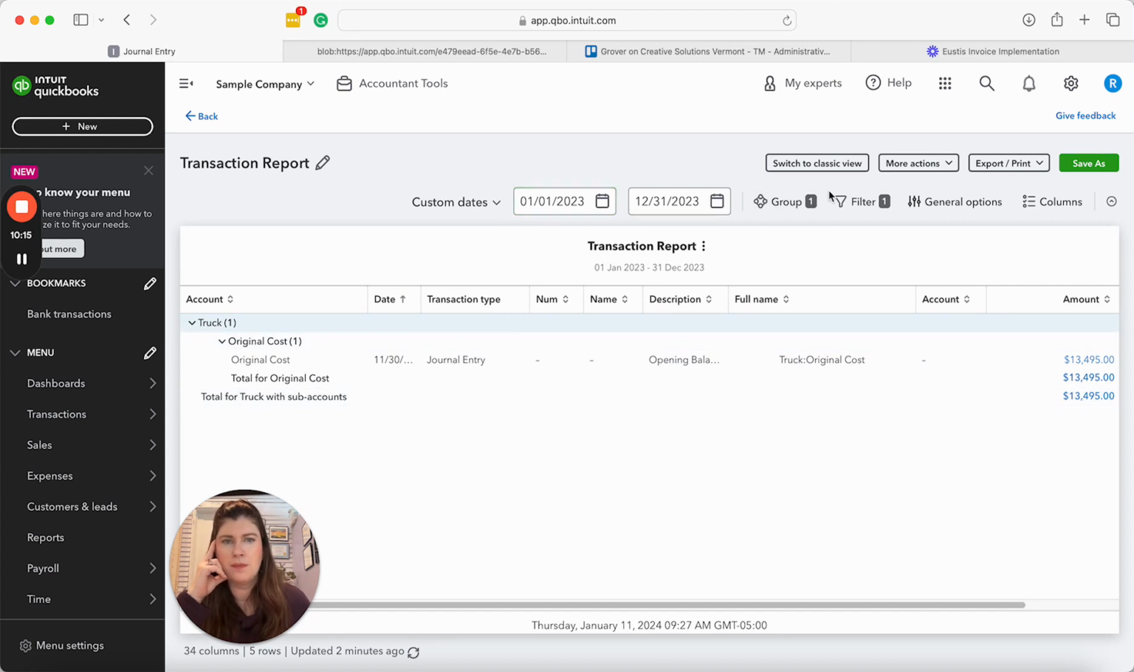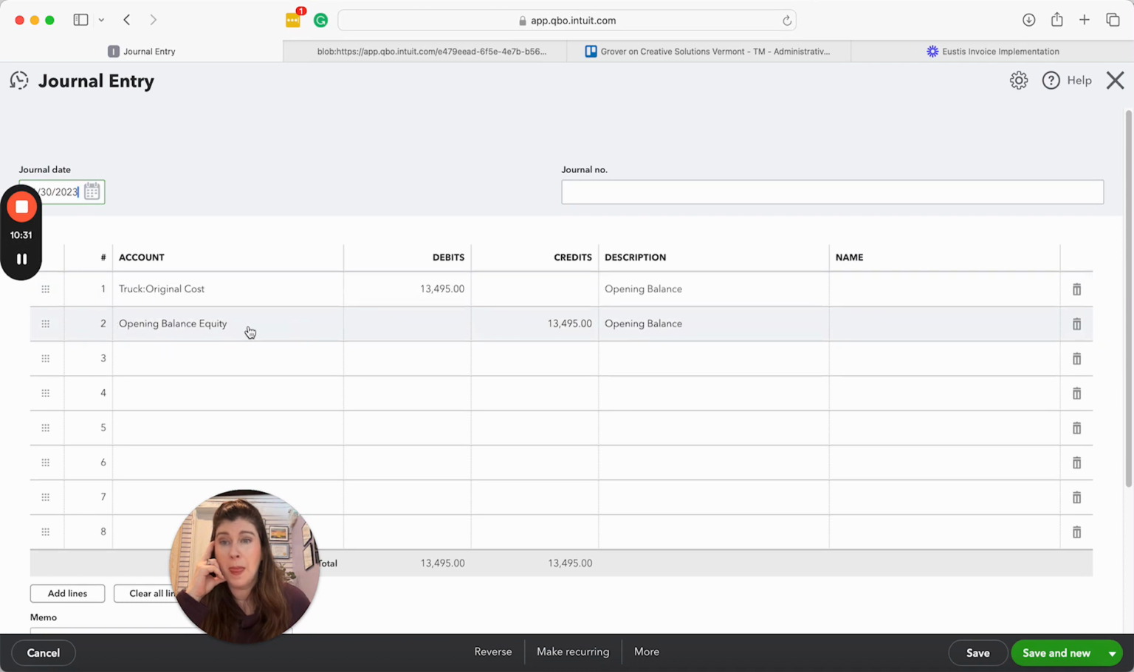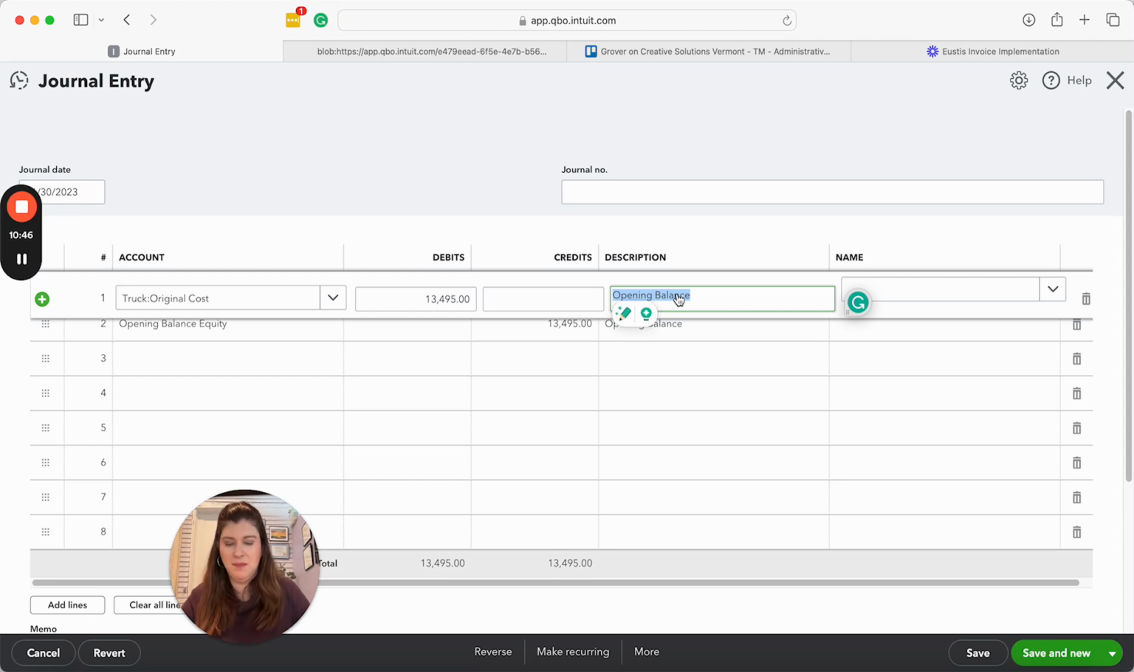I like to look at all dates. And this is what you should see: just one journal entry where you're adding the original cost. And then the balancing of that journal entry is either going to be, okay, this is one super fun mistake in this sample company for somebody to fix. There's the original truck cost, and I would say like, I don't know, 2015 Chevy Silverado.